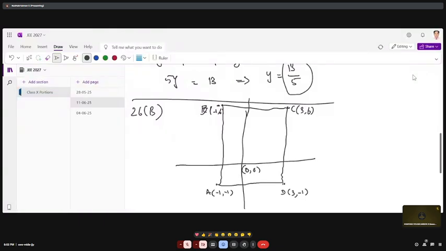Okay, so I have drawn the diagram. Can you all see the diagram? Yes, sir. Okay, A is minus 1 comma minus 1, B is minus 1 comma 6, C is 3 comma 6, and D is 3 comma minus 1. Okay, so I just plotted it. So this is the rectangle.